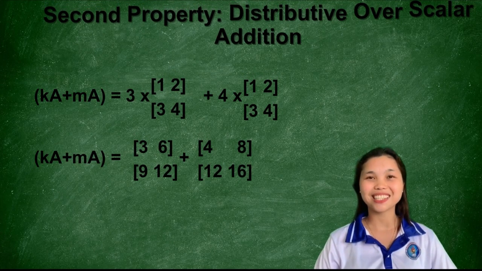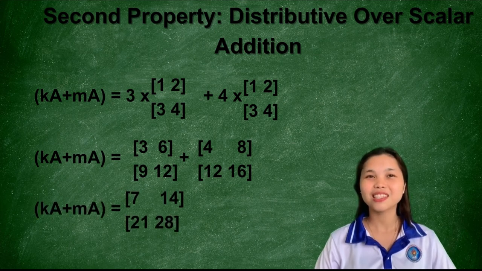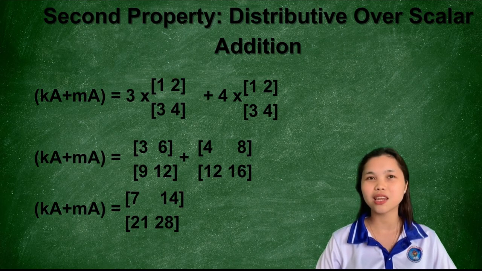To complete the process, we're just going to get the sum of the first and second matrices. Okay, let's add. 3 plus 4 is equal to 7. 6 plus 8 is equal to 14. 9 plus 12 is equal to 21. And 12 plus 16 is equal to 28. Then, we're done. Our final answer is a matrix A containing 7, 14, 21, and 28.